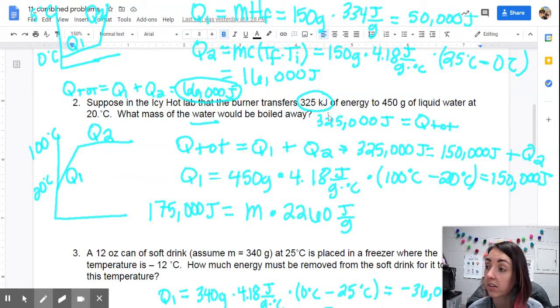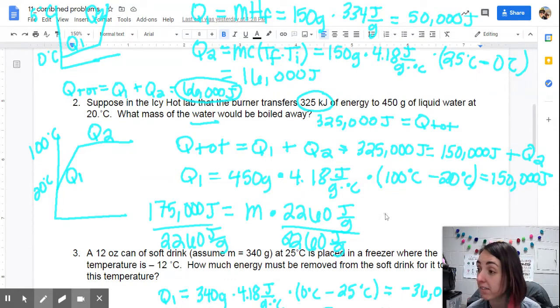So remember, Q total, this 325,000 joules, is equal to Q1 right here plus Q2 right here. So when I add these two together, they should equal 325,000 joules. Since I know all of Q1, I'm able to figure out Q2, and then I can just divide both sides by 2260. Little algebra there. And I get my mass. So my mass ends up being 77.4 grams.